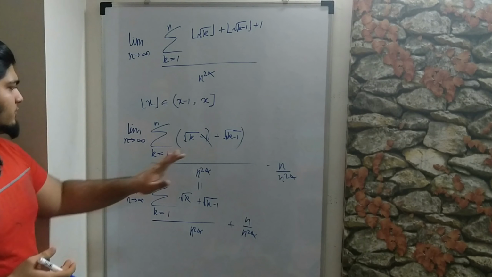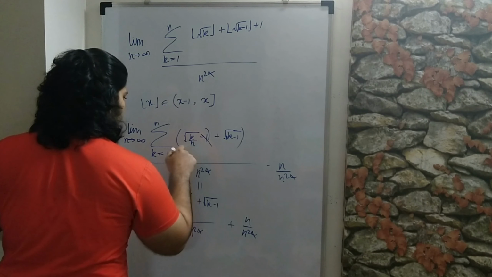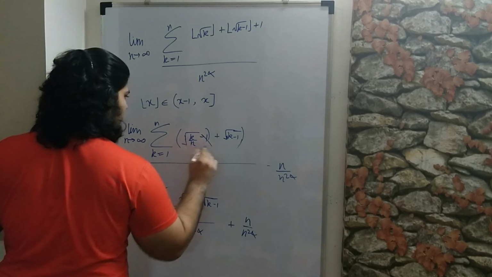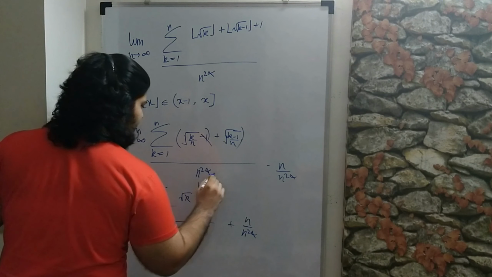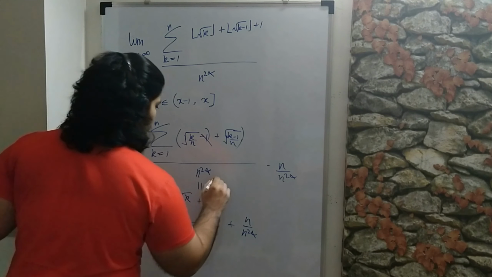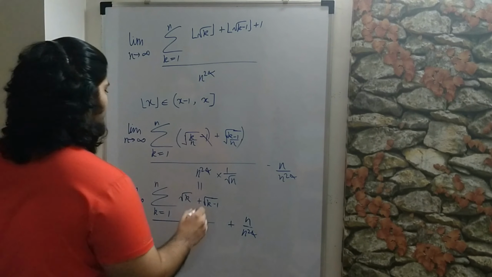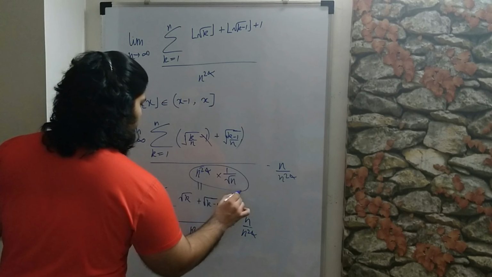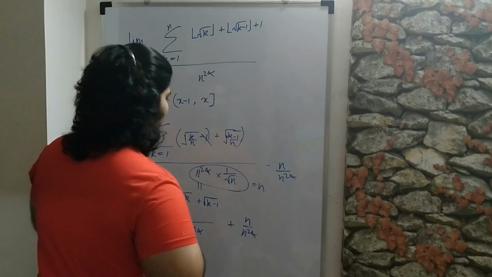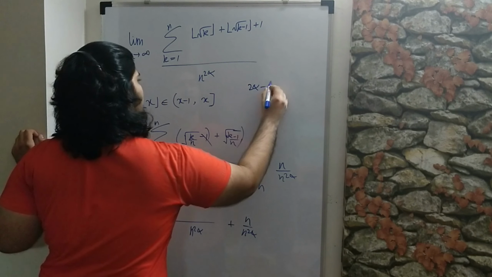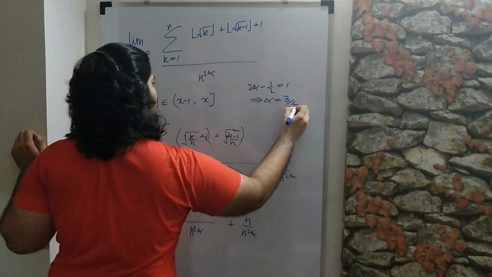Okay, so to convert this expression into an integral, we need k over n over here instead of k, and similarly this will become k minus 1 over n. Since we divided the top by root n, we also need to divide the bottom by root n, and we also need this entire thing to equal n because this is the dx part. So for that we get the equation 2 alpha minus half is equal to 1. So alpha is equal to 3/4.